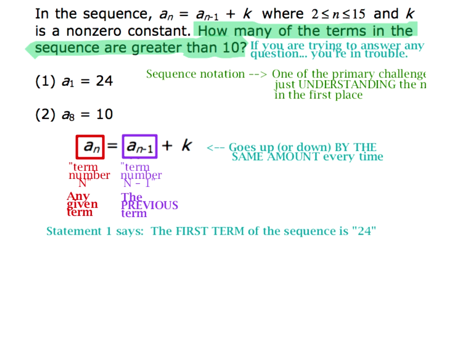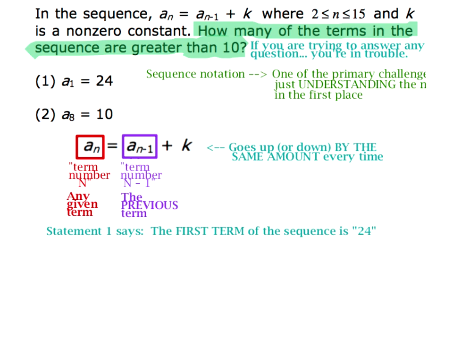What do you guys think of that? If I start with 24, then what's going to happen if k is positive? If k is any sort of positive number at all, then what will my sequence do? Yeah, the terms will just keep going up, right?